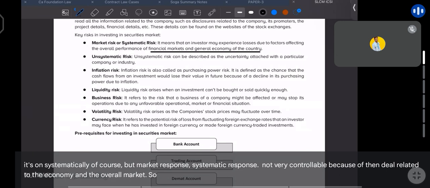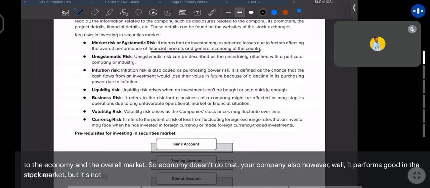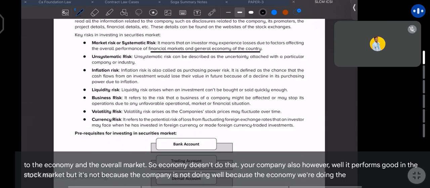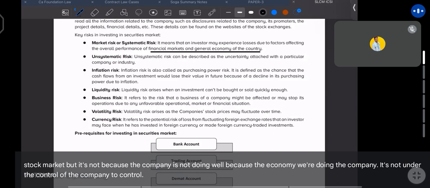If the economy doesn't do well, your company, however well it performs, would not do well in the stock market. It's not because the company is not doing well, it's because the economy is not doing well. It's not under the control of the company to control these risks. So systematic risks are uncontrollable. Unsystematic risks are actually controlled.